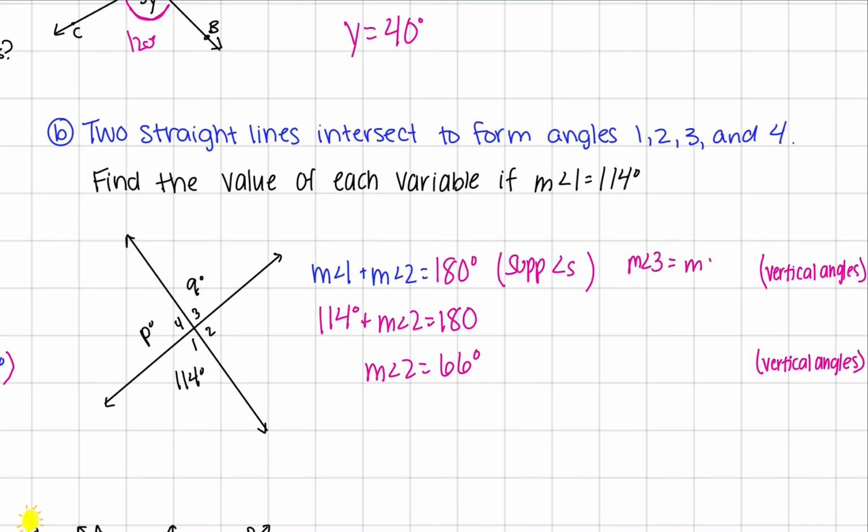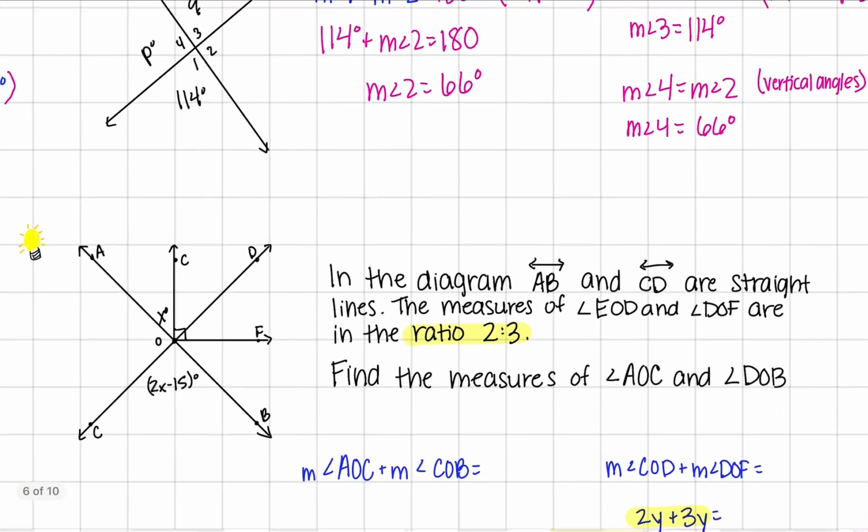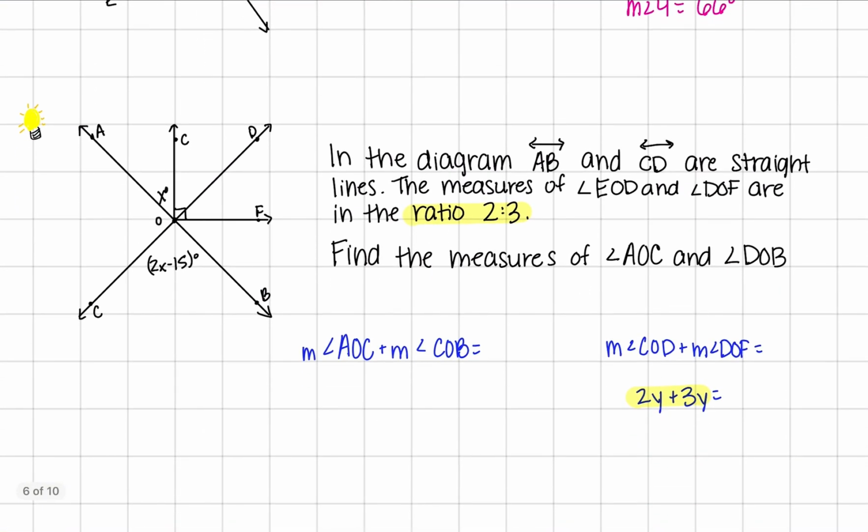Now, because of vertical angles, I know that measure of angle 3 equals the measure of angle 1. So the measure of angle 3 equals 114 degrees. I know that the measure of angle 4 equals the measure of angle 2 because of vertical angles. Measure of angle 4 equals 66 degrees. Okay, so we just applied vertical angles. So now let's look back at what we had yesterday.